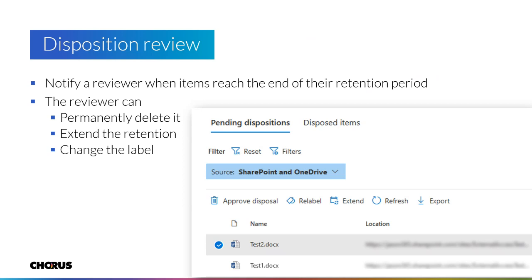So the way this works is you apply your label, let's say it's a 7-year retention. When you reach the end of that 7-year retention, a reviewer gets notified, and then the reviewer has various options, and you can see them in the screenshot here. You can choose to approve the disposal, so go ahead and get rid of that piece of content. You can extend the retention. You can remove the label, apply a different label. So you've basically got a full set of choices as to how you deal with that content.